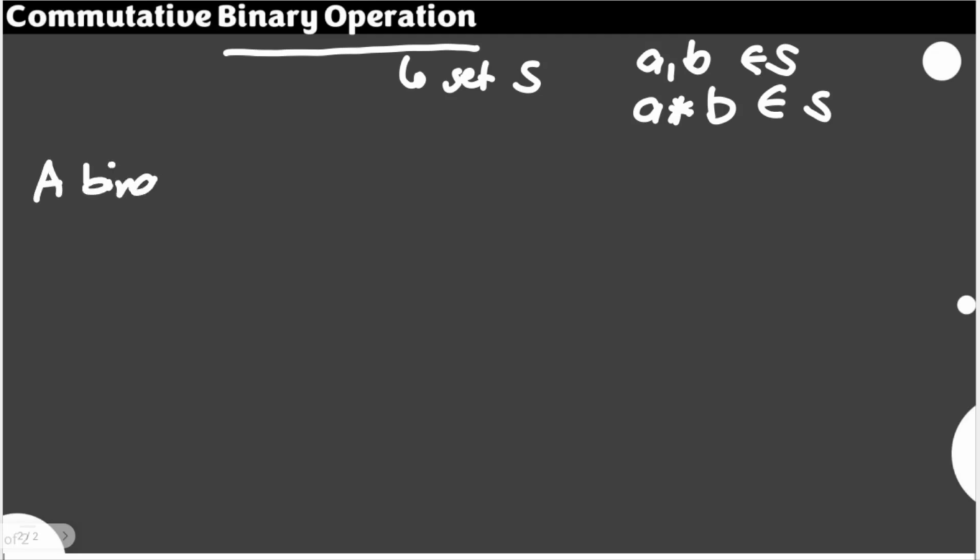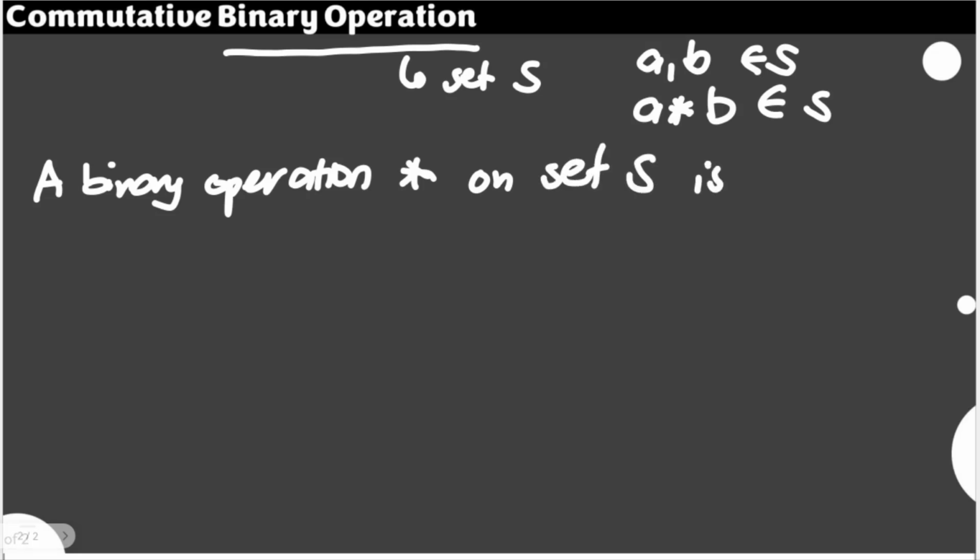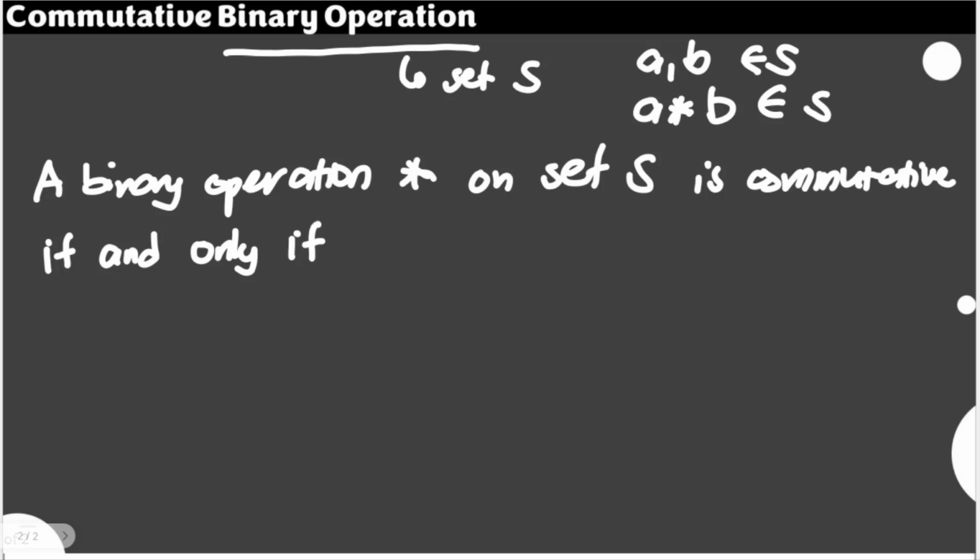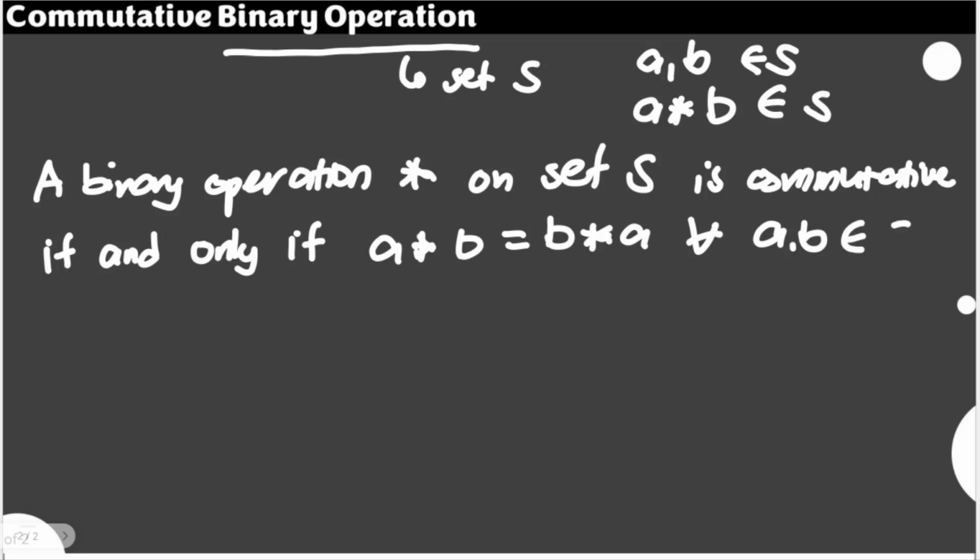A binary operation, let's say star as indicated here earlier, on a certain set, let's say set S, is commutative if and only if, so this is the condition, A star B will have the same result as B star A for all A and B elements of S.